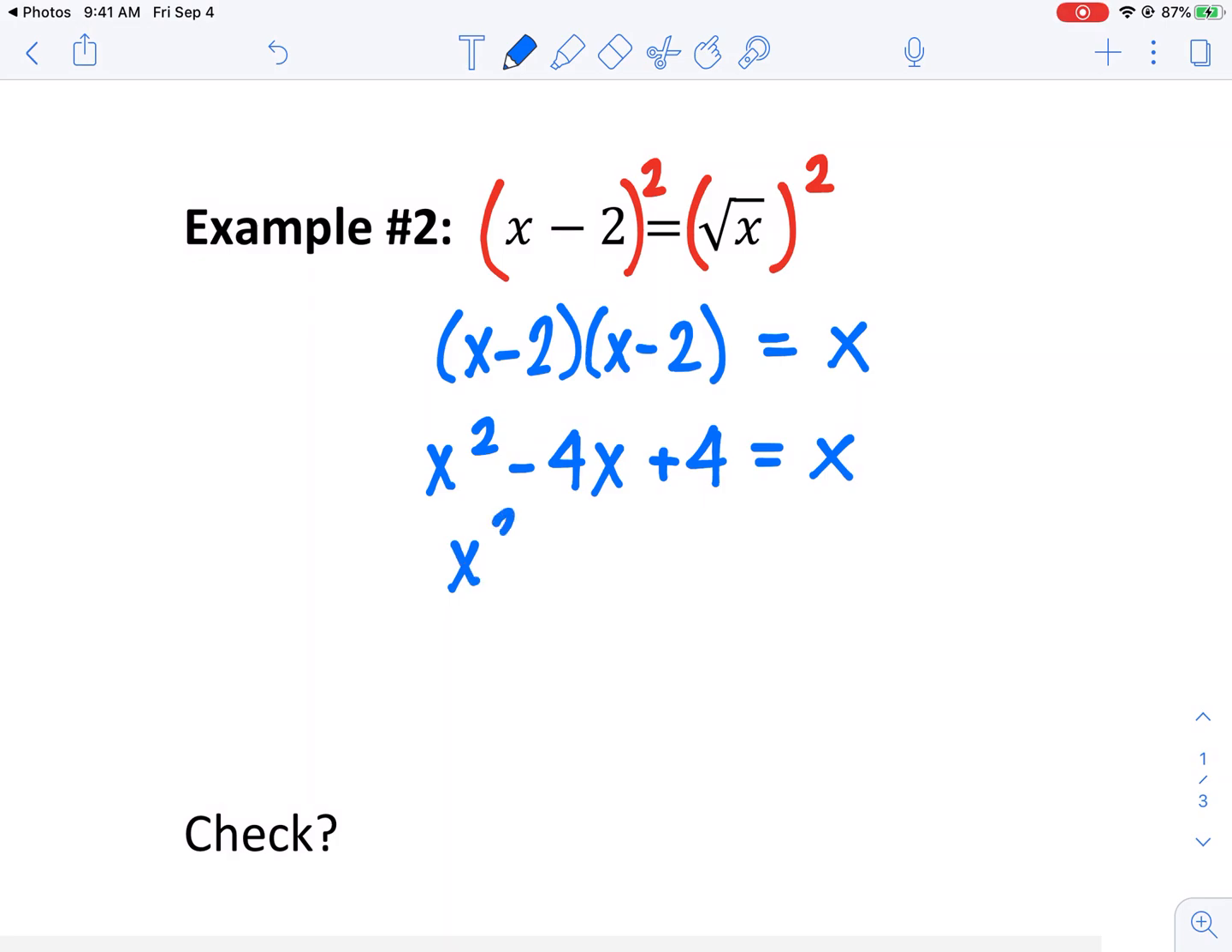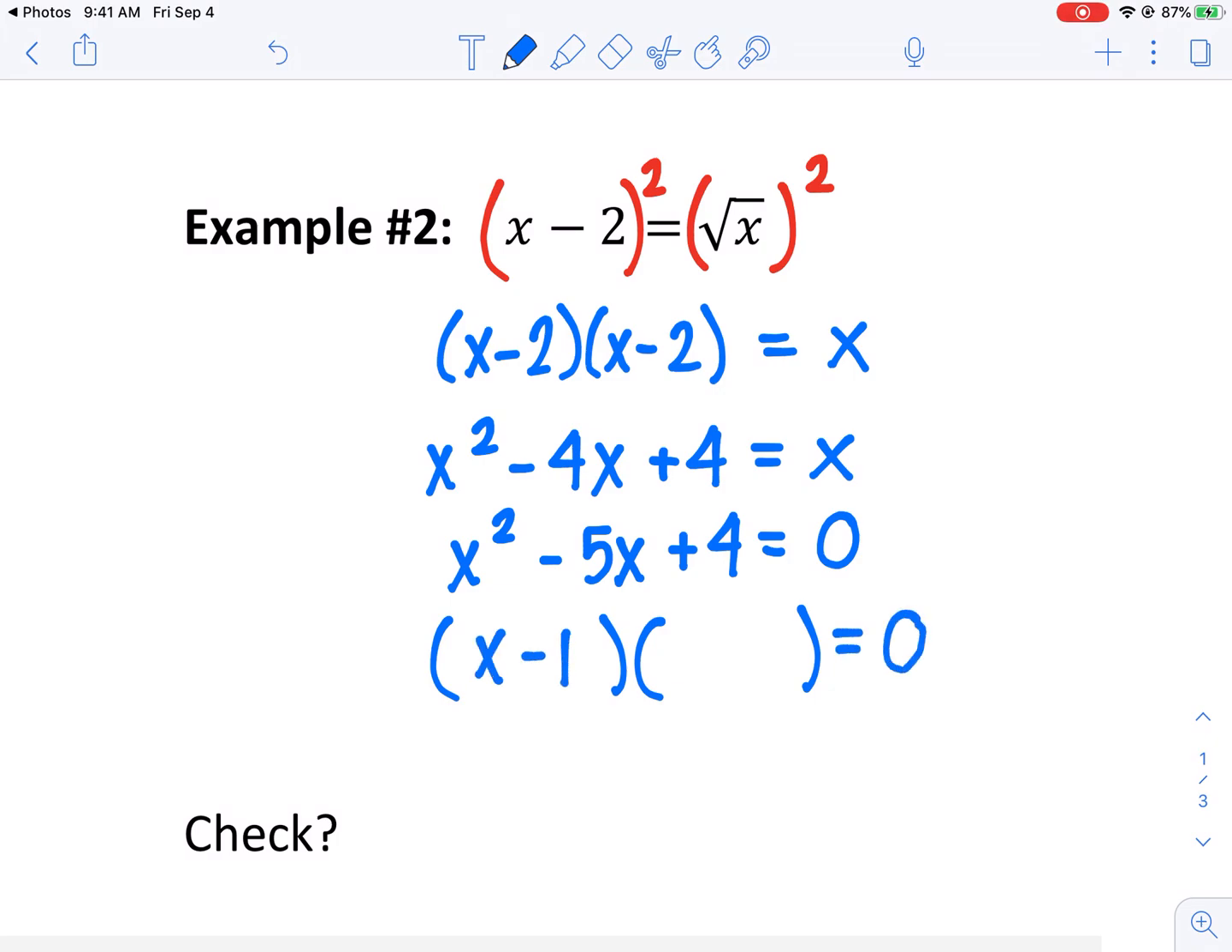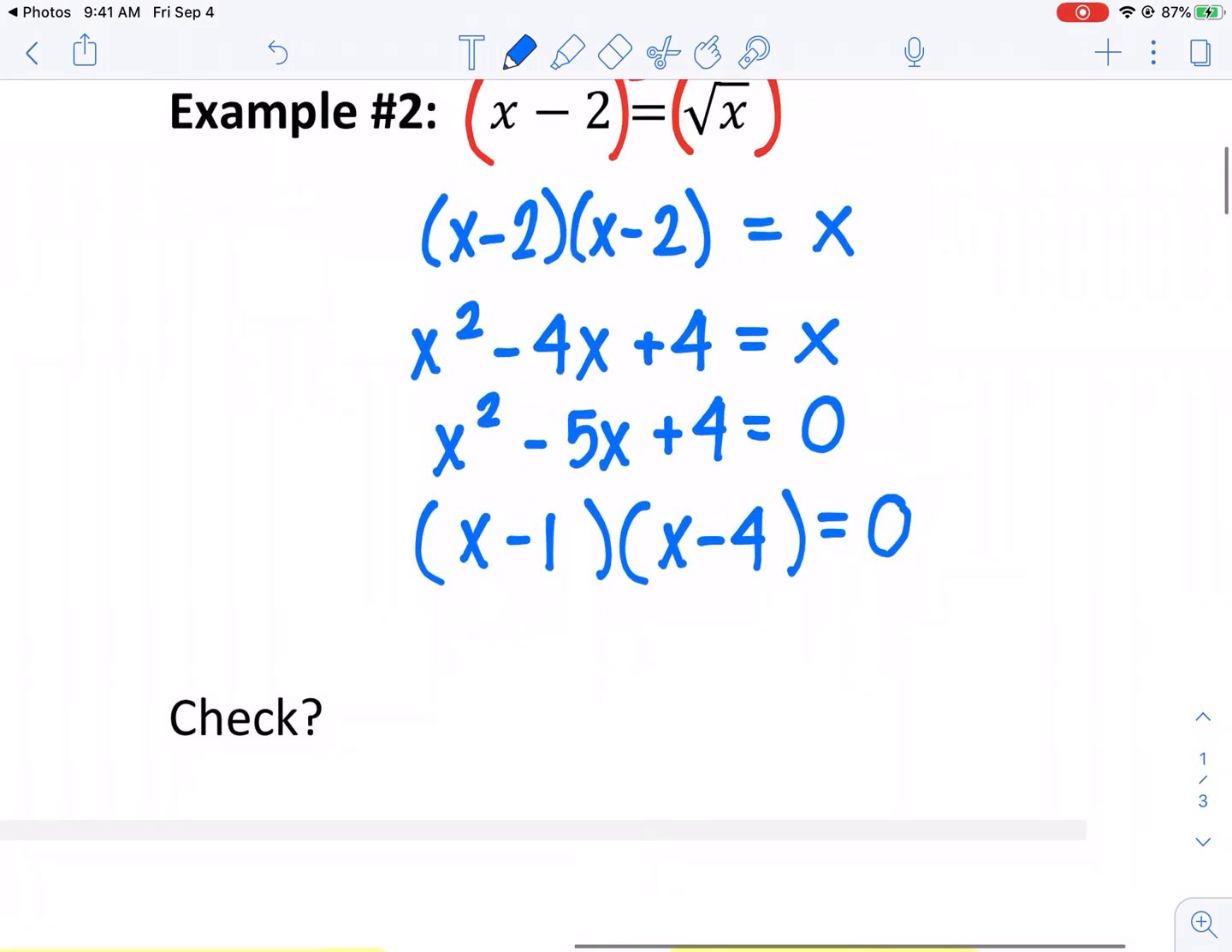Let's move that x to the other side, because in order to factor, you have to have it equal to 0. Thinking about terms that multiply to 4, add to negative 5: x minus 1, x minus 4. I now have a product that equals 0. Set those both equal to 0. These would be your two answers you get.